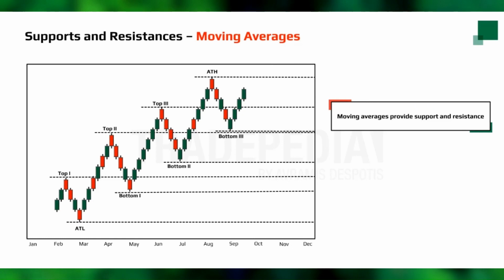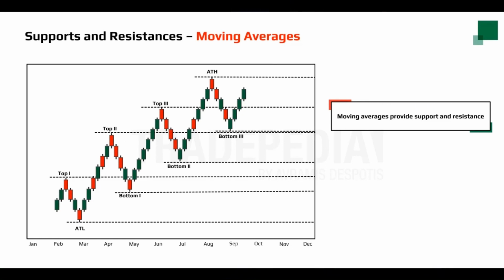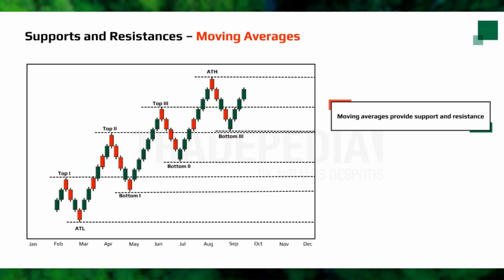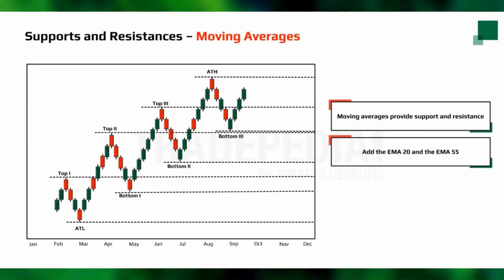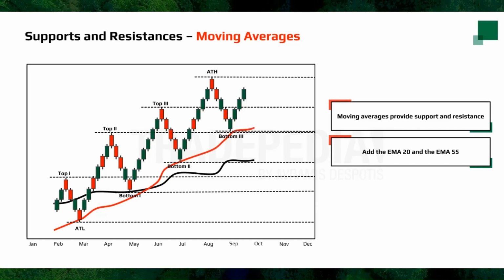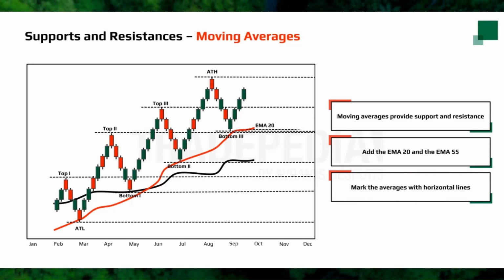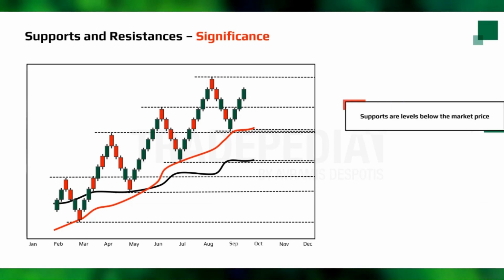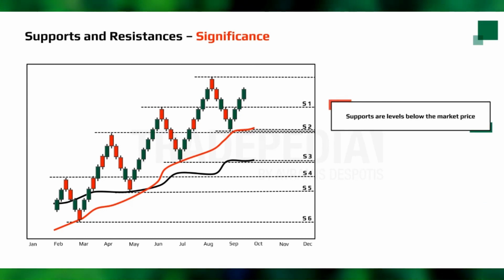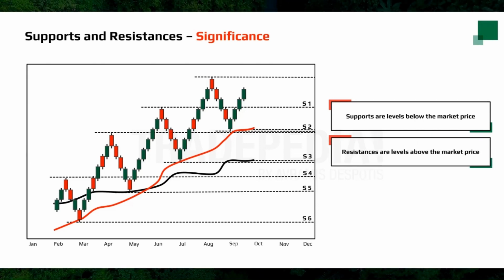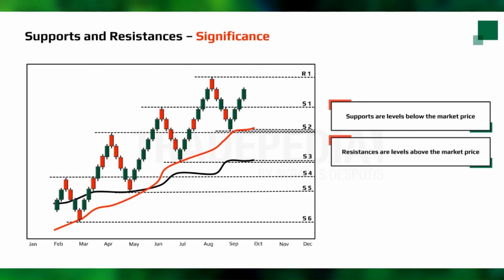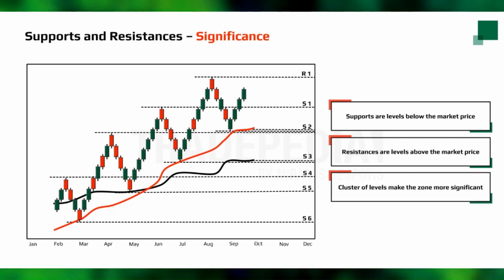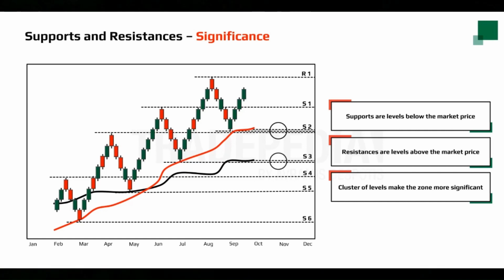Moving averages also provide important support and resistance zones in a trend. After using previous tops and bottoms for supports and resistances, we can add the EMA 20 and the EMA 55 period moving average. Similar to tops and bottoms, mark each average with a horizontal line. Supports are all the outlined levels below the current market price, and resistances are all the outlined levels above the current market price. An area with a cluster of supports or resistances around the same level indicates a stronger support or resistance zone.